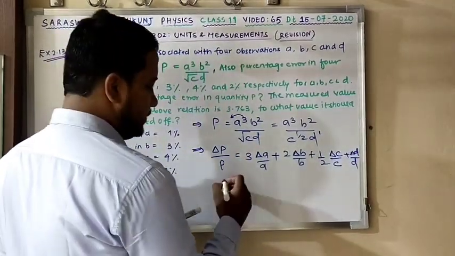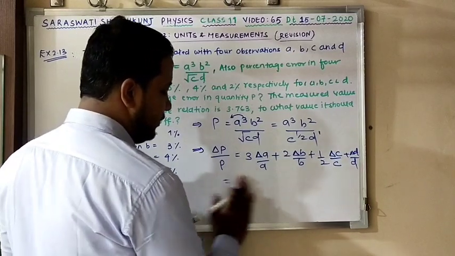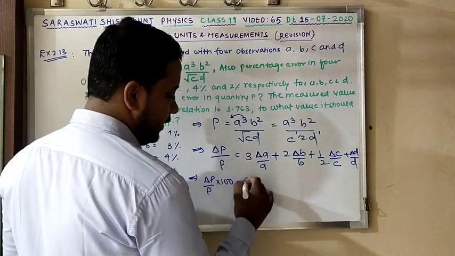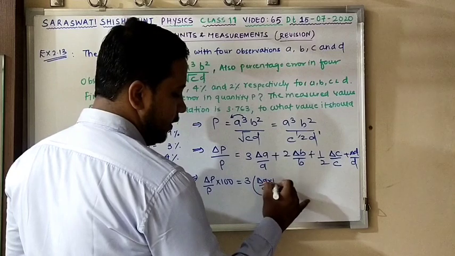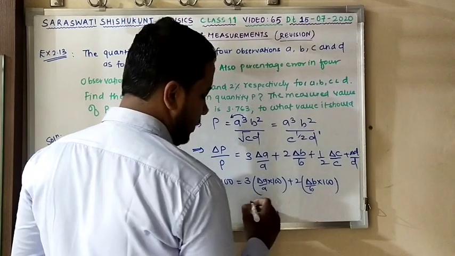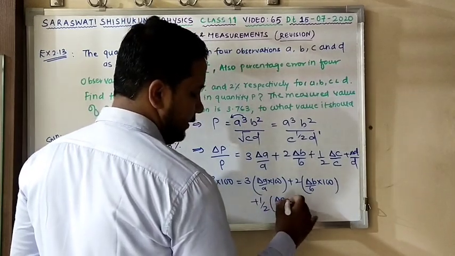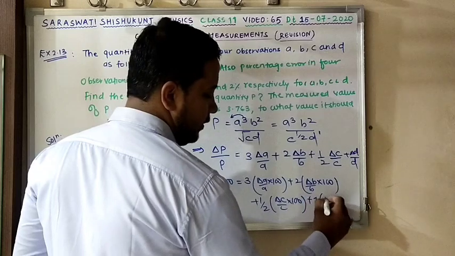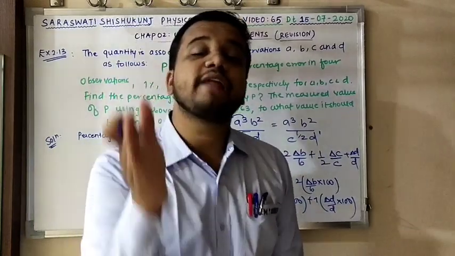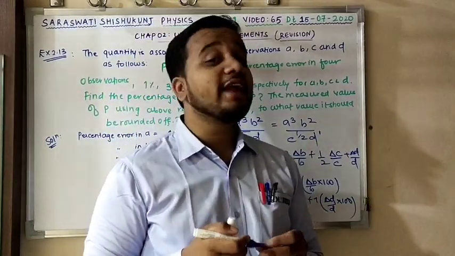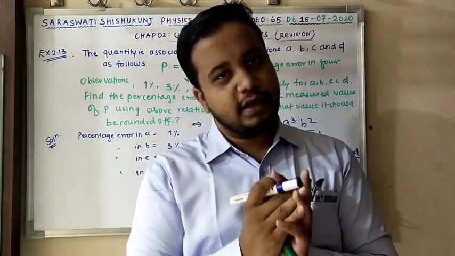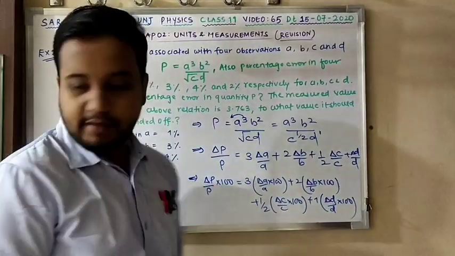Clear? Now what I need to do is substitute the value of percent error. For that, I need to multiply both the sides by 100. So that is 3 delta A by A into 100, 2 delta B by B into 100, 1 by 2 delta C by C into 100, and last is 1 delta D by D into 100. I have multiplied both sides by 100. I am converting fractional error into percentage error, and we know that fractional error into percentage error is nothing but simply multiplying by 100. Clear? Very good. So now moving ahead, let me erase the board.